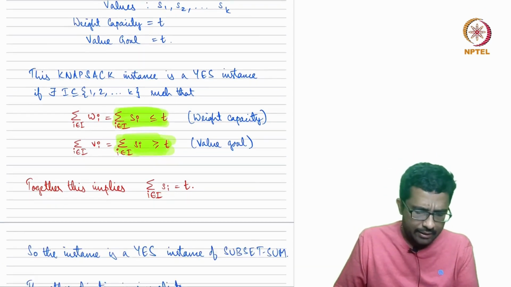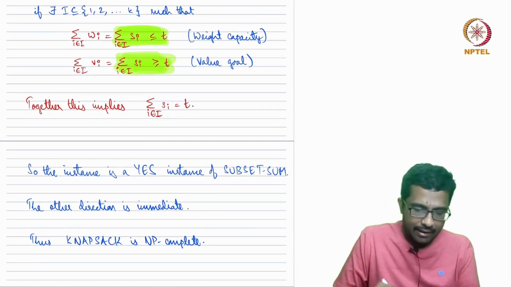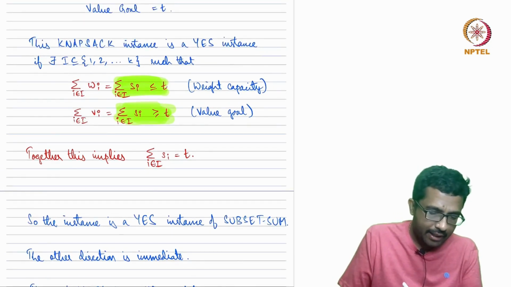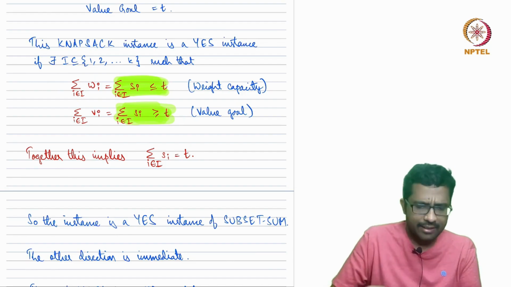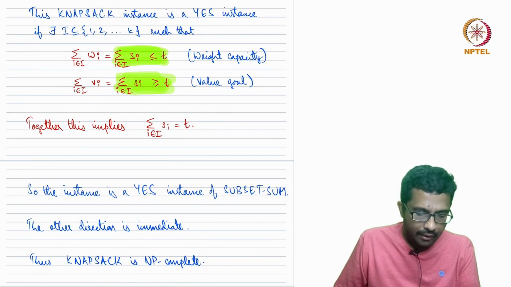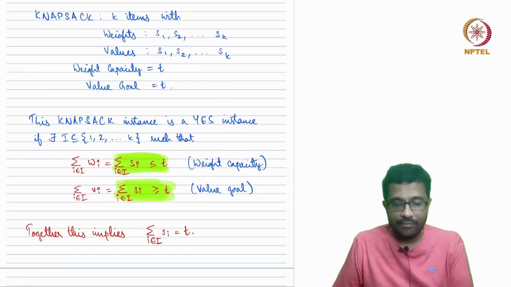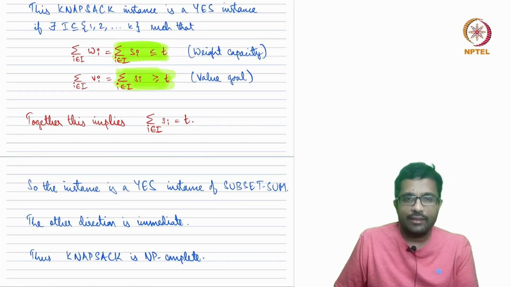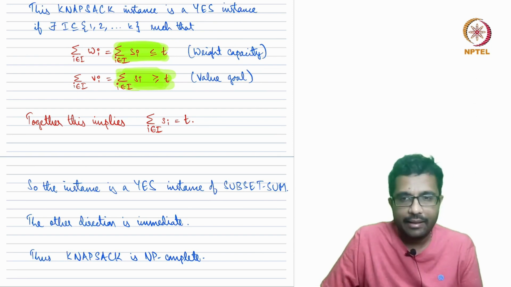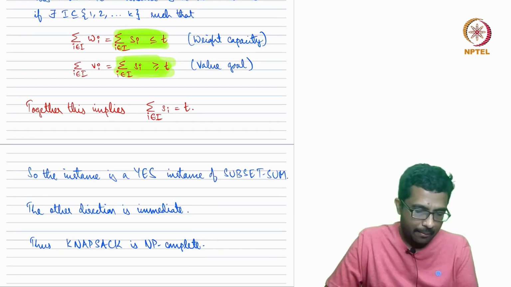So the reverse direction is also easy. It's pretty much the same argument in the opposite direction. So this means that the correspondence is also proved. A yes instance of knapsack implies a yes instance of subset sum, and the other direction is also the same. So this shows that we have a yes instance of the knapsack if and only if we have a yes instance of the subset sum, and together this implies that the knapsack problem is NP complete, and that's it. It's a rather brief proof, but that's all there is to it.